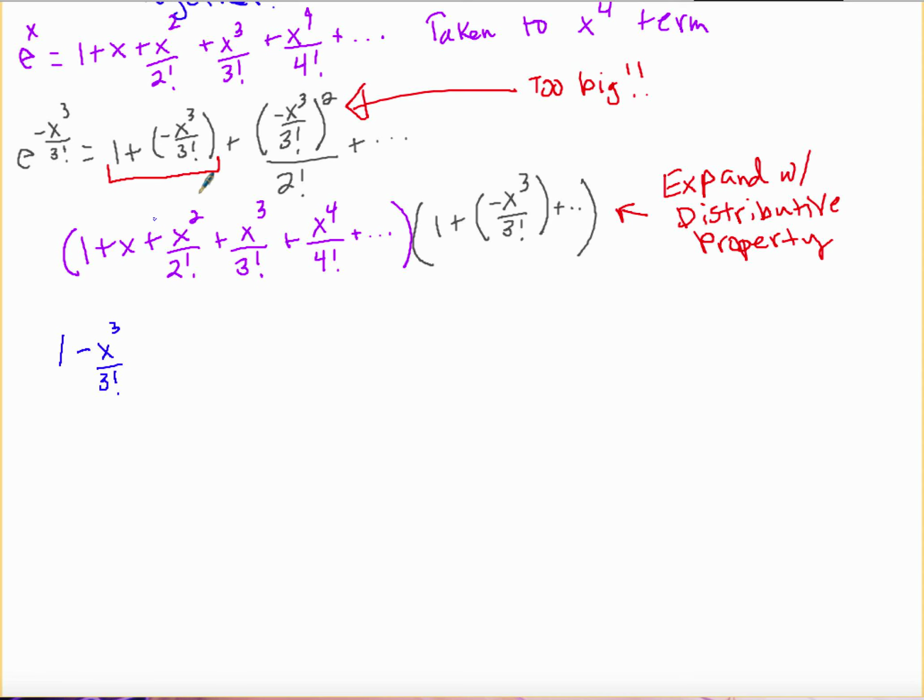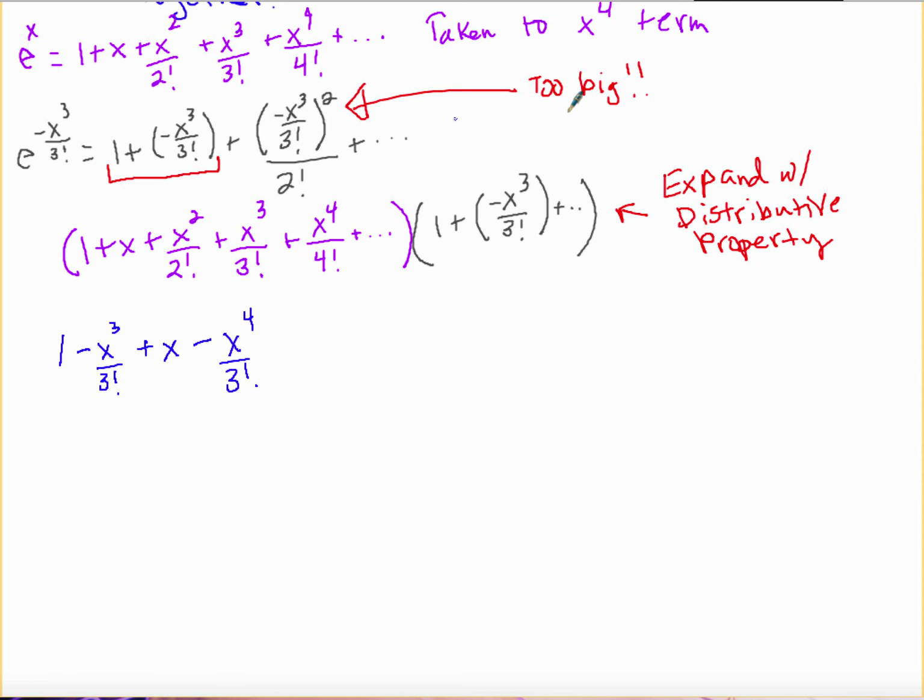So we've got x times 1, which is x, and we have x times negative x cubed divided by 3 factorial. So a positive x times a negative x cubed is going to be negative x to the 4th, and it will still be divided by 3 factorial. Okay.